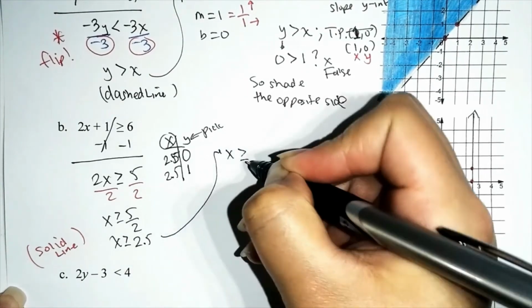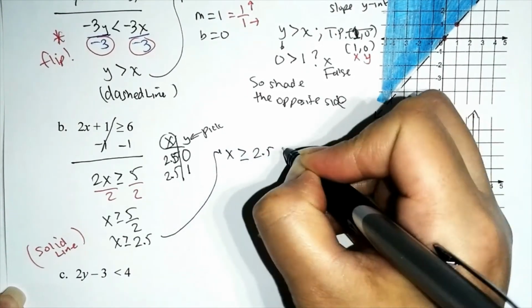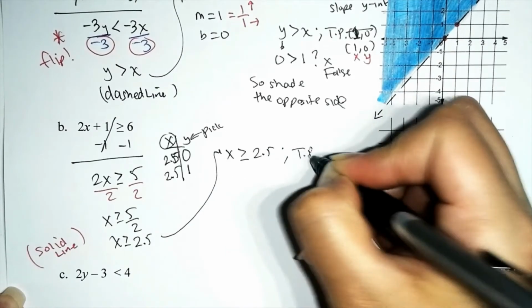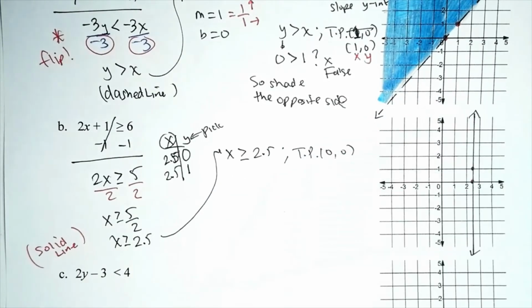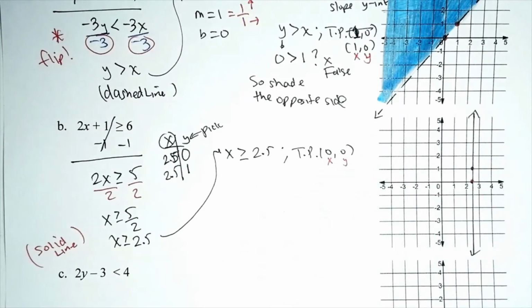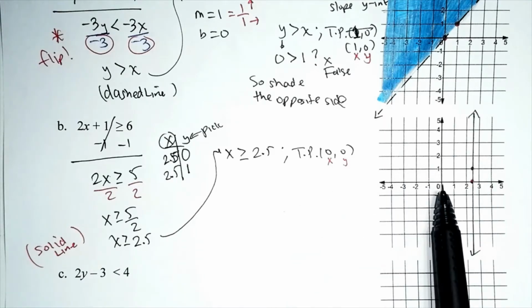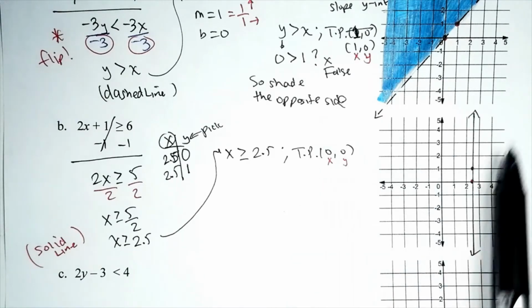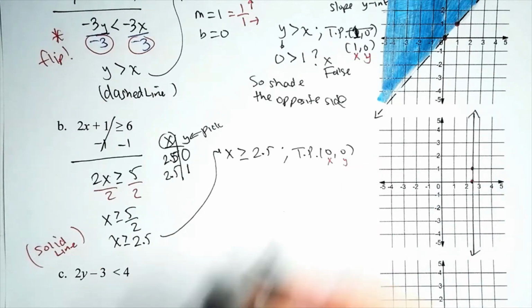So let's go ahead and write down the inequality. x is greater than or equal to 2.5, and our test point is (0, 0). Let me label it with x and y. So I want to know, is the origin a solution? If it is, then the rest of the solutions are going to be on the same side, and if it isn't, then like the other problem, we're going to shade the opposite side.